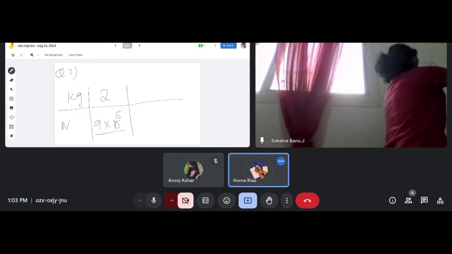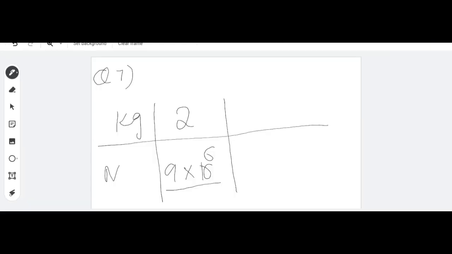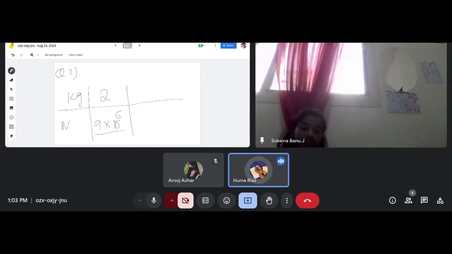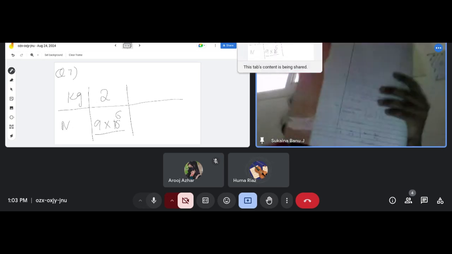Done? We learned the scientific and standard notation in the previous class. 2 kg of just like weight. Can I send this photo to you? About which? This question. Okay, we can look at that question after this.